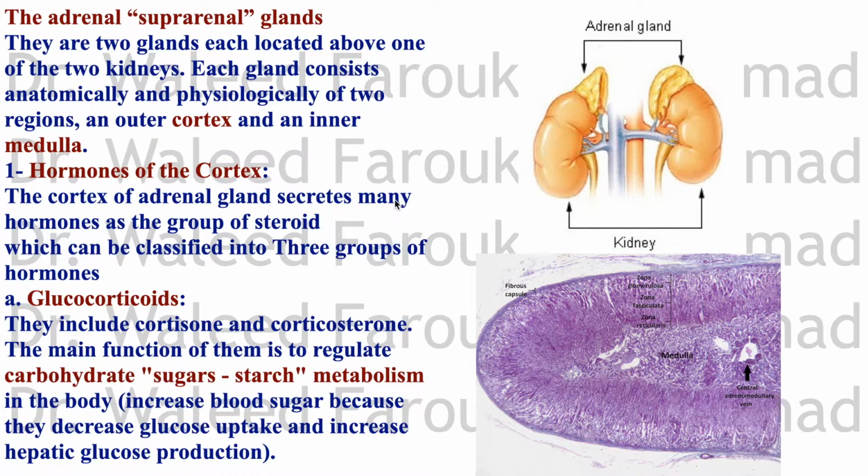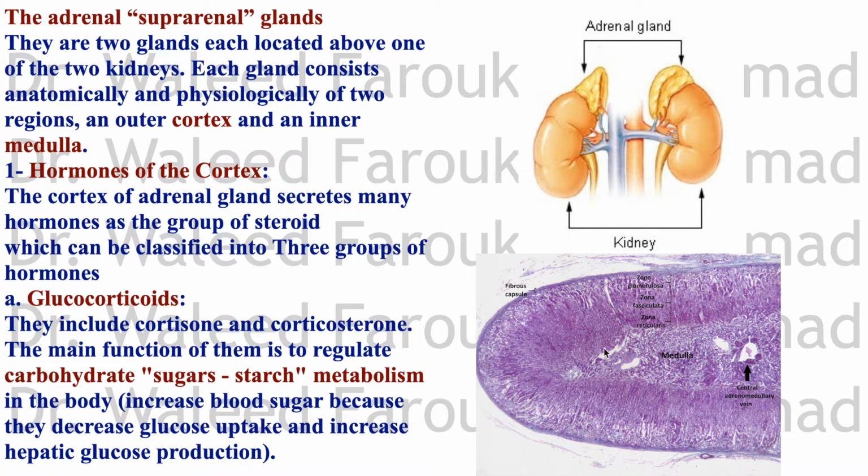We have two suprarenal glands or adrenal glands, one on each kidney, the right suprarenal gland and the left suprarenal gland. And each gland consists anatomically and physiologically of two regions. It has the cortex and the medulla. This is a histology slide. This is the cortex of the suprarenal gland, and this is the medulla of the suprarenal gland or the adrenal gland.